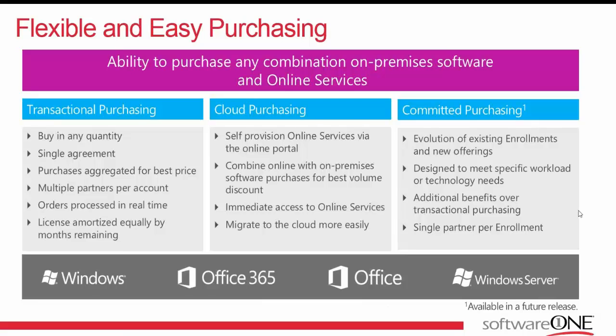You can purchase license-only products and online services, or a hybrid of both. It allows the end user themselves to enable online services directly on the new portal, or it can be done with the support of your partner, and that is immediate access to online services. The order processing is done in real time, so you see those actions and those licenses on the system in real time.